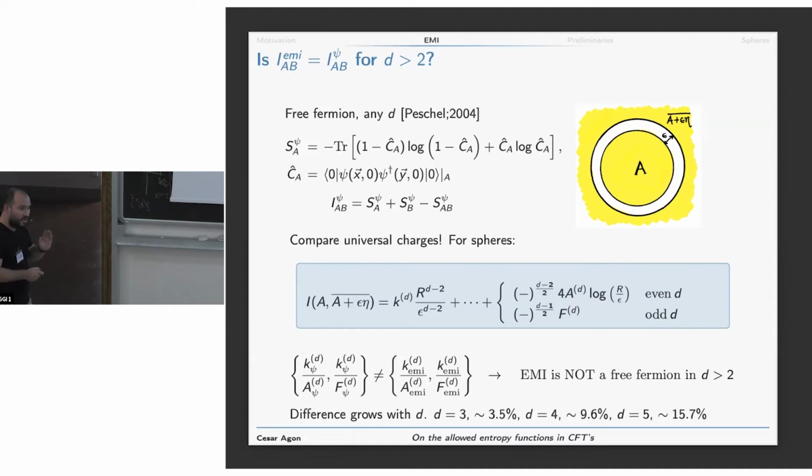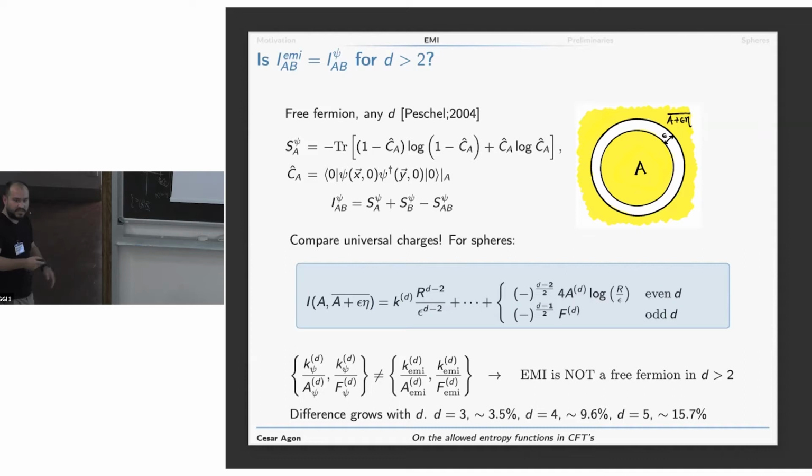However, I think it's kind of surprising that the difference between these ratios is actually not that big, as you could have imagined. So for example, in D equal three, you have to compute this coefficient, and you get that they differ just by about 3%. In D equal four, the difference starts to increase. It's 9.something%, the difference between these ratios, and so on. And then when you increase the dimension, the difference starts growing.